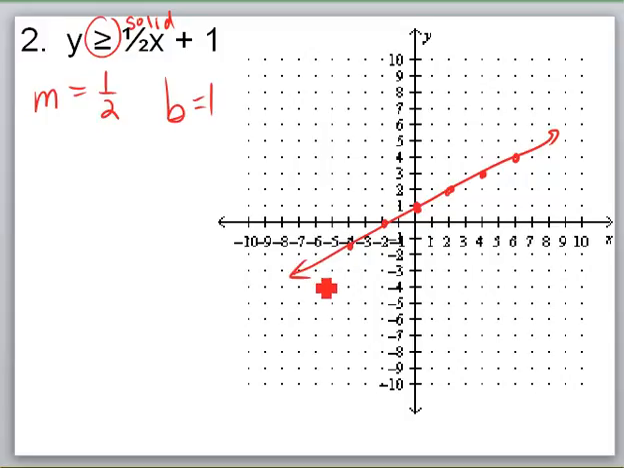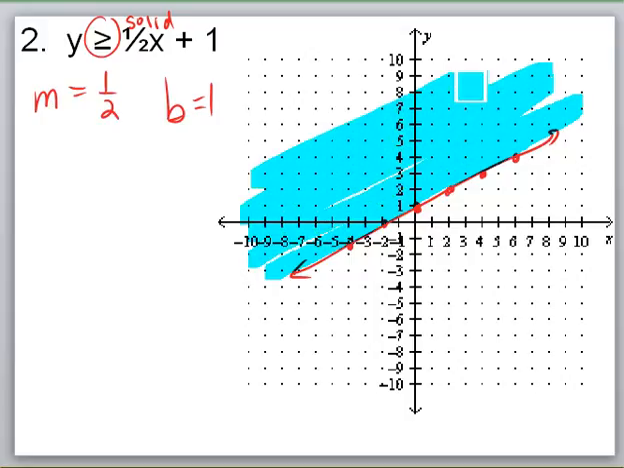And then I'm looking at this and it's a greater than sign, so it means I'm going to shade above the line. This is above the line, so all of these are solutions to that inequality.